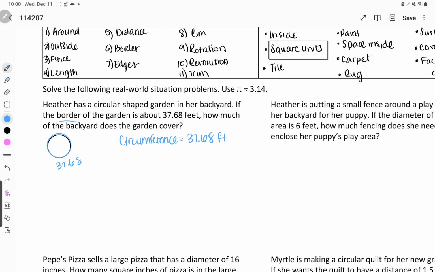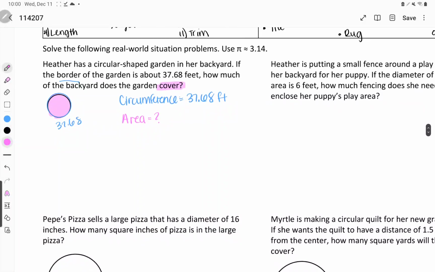Then it wants to know how much of the backyard does the garden cover. Now this right here, this word cover, means we're trying to figure out how much total space this circle takes up. So this is our cover right here. Well, that is area, and so we're looking for the area. Now, I hate the fact that they started with this one because this one's harder than the rest of them, but that's just what you need to know. Okay, so we have circumference, we're looking for area.